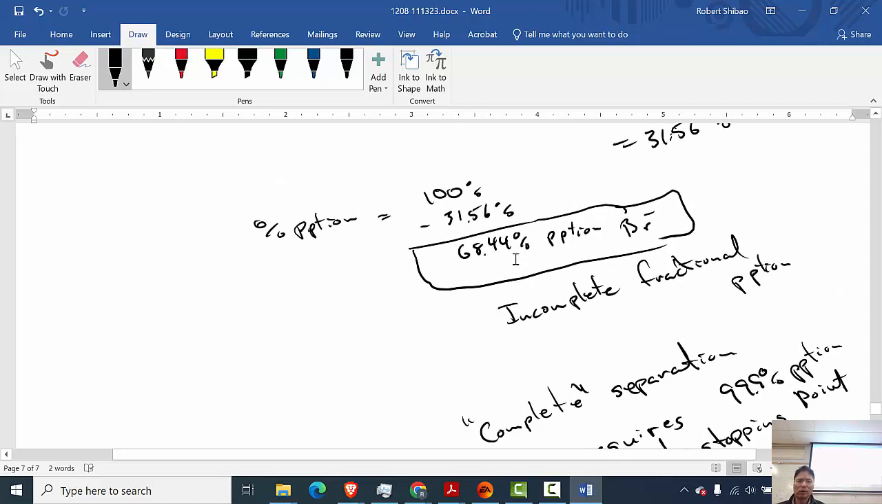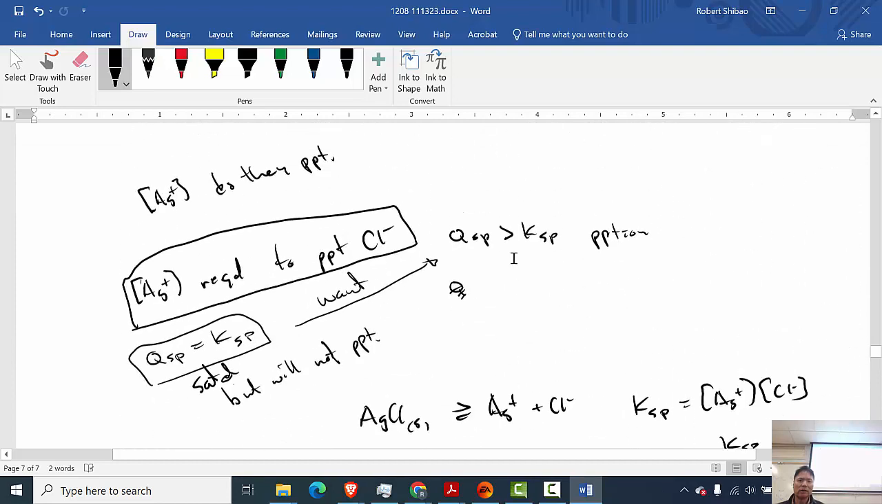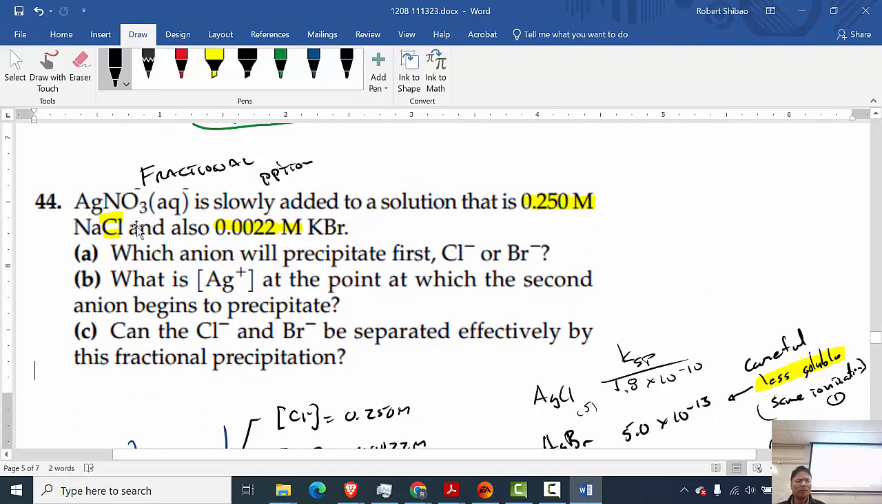And so, unfortunately, this one doesn't work. They're too close to one another in terms of solubility. So the questions they ask here: which anion will precipitate first? Well, the one that requires less silver, which is bromide. What is the silver ion concentration at the point at which the second anion begins to precipitate? That's the stopping point. The stopping point is before the second anion precipitates. We need to stop. If we're precipitating cations, it'd be before the second cation begins to precipitate. And so we calculated that.